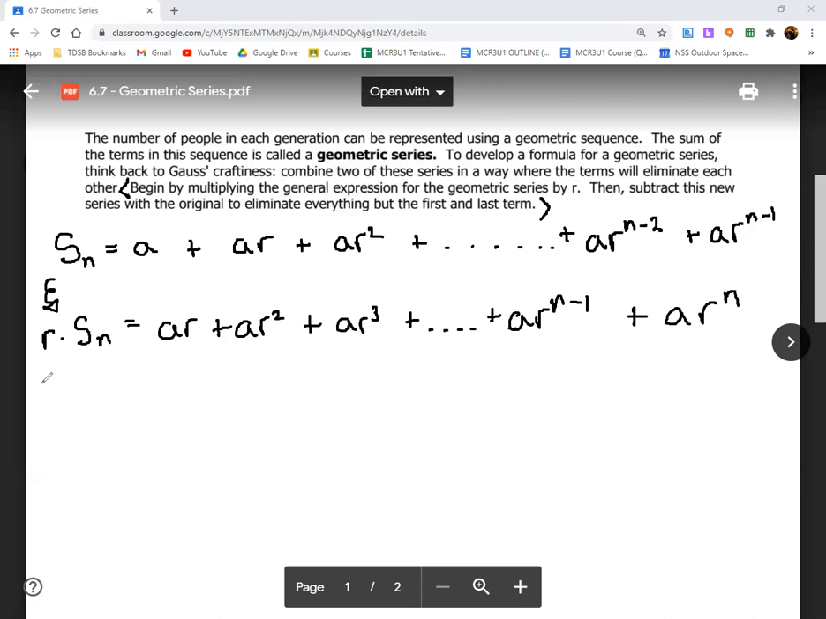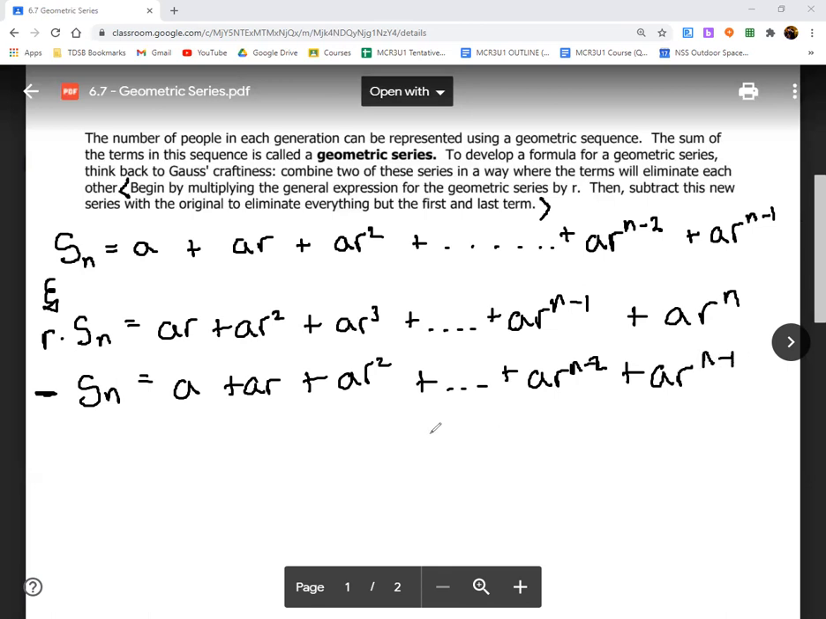I'm going to multiply by r, and then I'm going to subtract the entire equation here from a normal Sn, which is a, ar, ar squared, up to ar to the n minus 2, ar to the n minus 1. I promise that's as far as I'm going to get you. That's the most annoying part. After this, it gets easier. But I'd like you to understand where this number manipulation comes from. Okay?